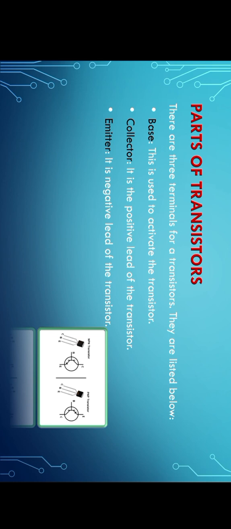Parts of a transistor. There are three terminals for a transistor: base, collector, and emitter. Base: this is used to activate the transistor. Collector: this is the positive lead of the transistor. Emitter: it is the negative lead of the transistor. Here we can see the diagram of the transistor.